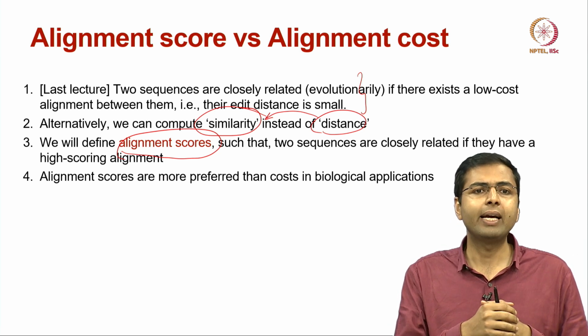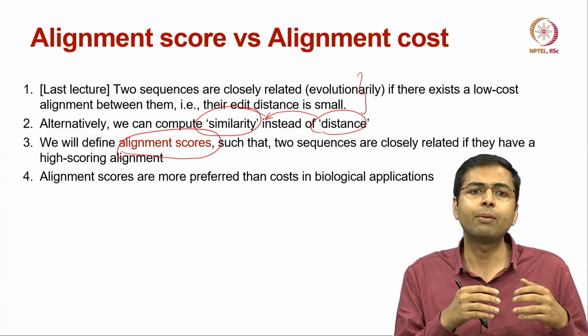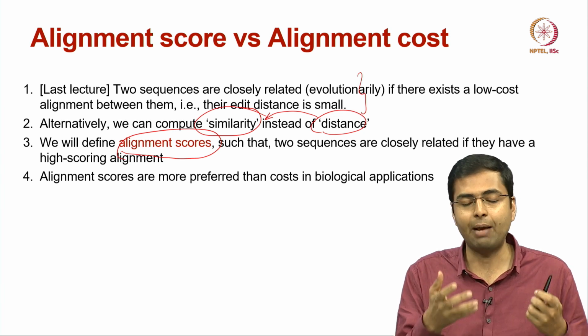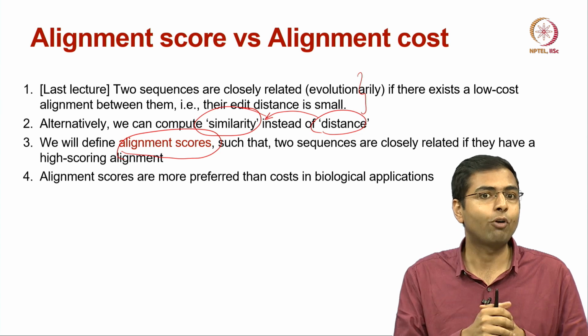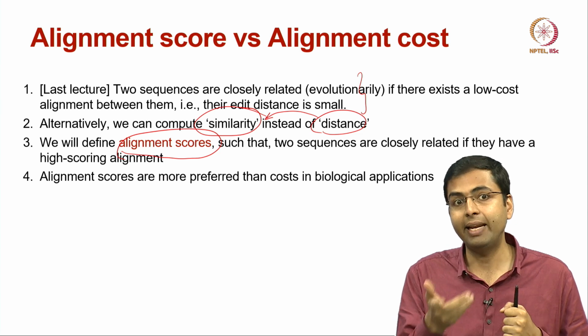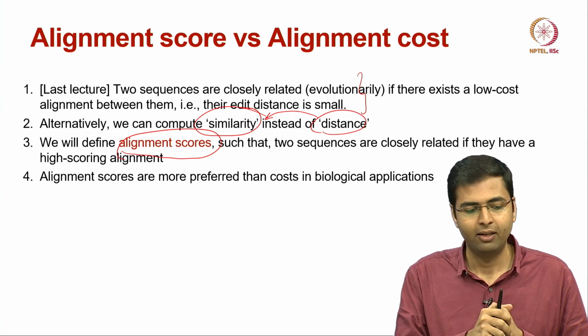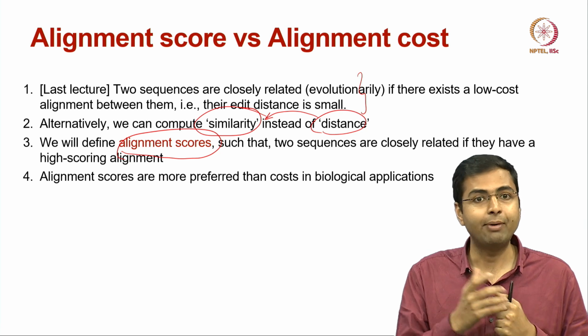And the reason for doing this is, one, that alignment scores are more preferred than cost in biological applications, but there is also a technical reason for this, and we will see that in the next lecture. So, let us define what alignment score means.